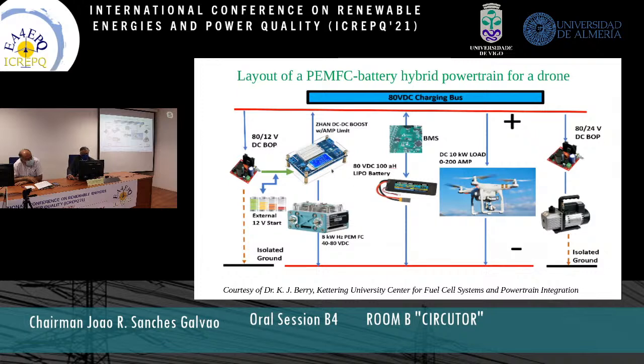This is in parallel with a lithium polymer battery, which is in this area. BMS means battery management system. And then below is the drone, in this case requiring 10 kilowatts of DC power. And then there's balance of plant, like pumps, fans, etc., that are required to operate the fuel cell as well as the drone itself.